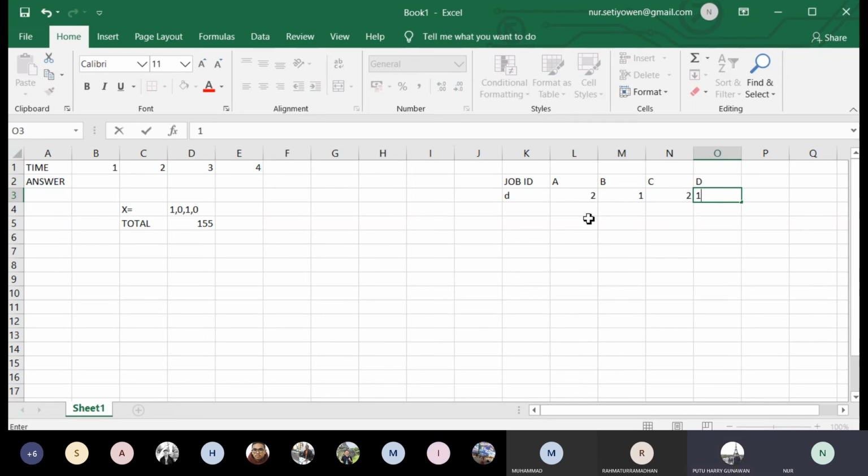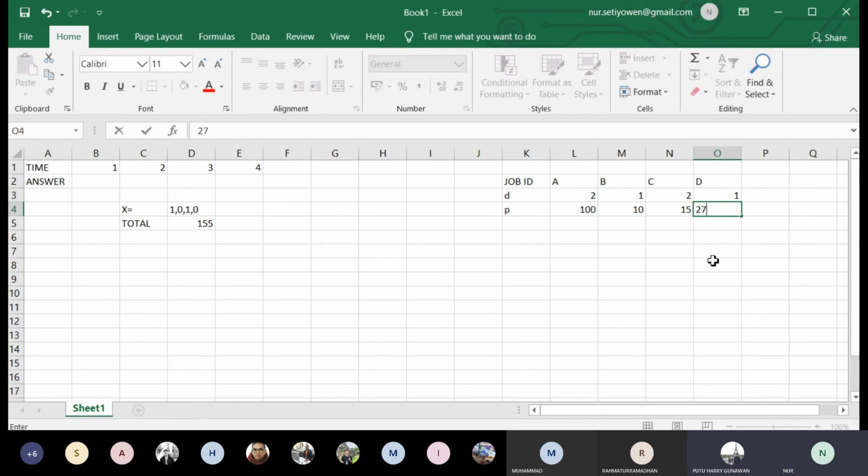At the bottom is P. Start with P. Profit, yes. And then it should be 100, 10, 15, 10. Sorry, this is not 15, 10. The profit of B is 10. The profit of C is 15. The profit of D is 27.